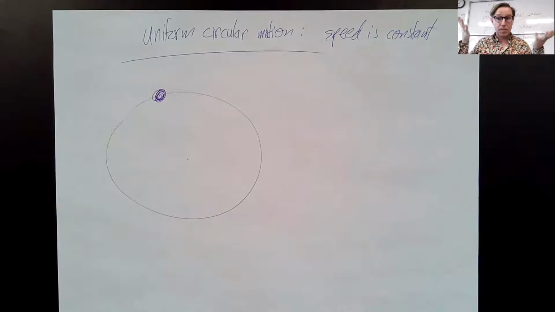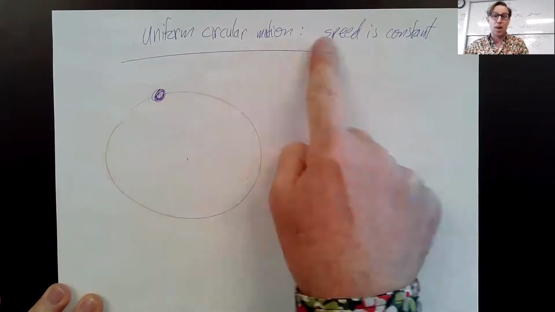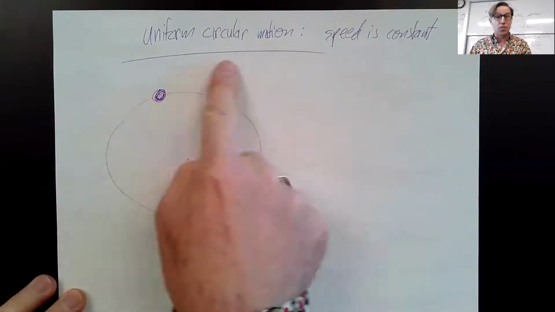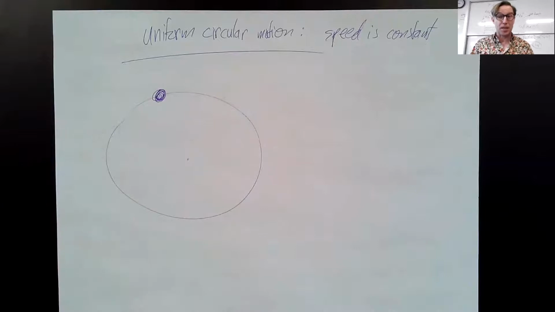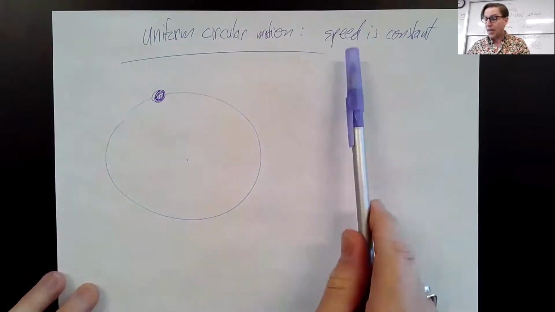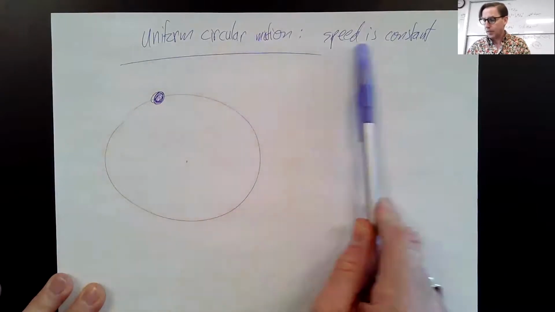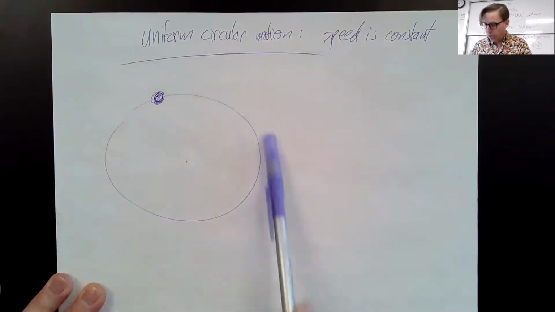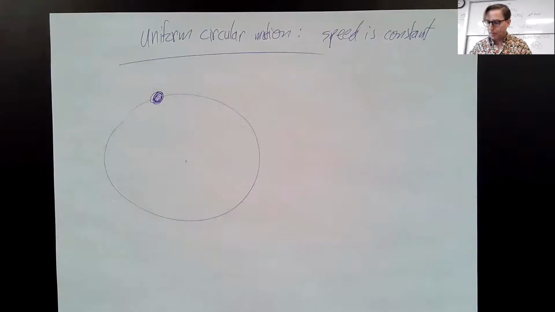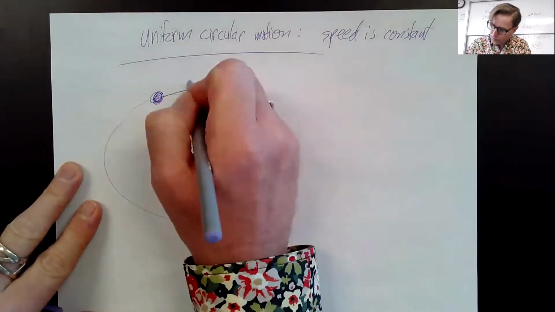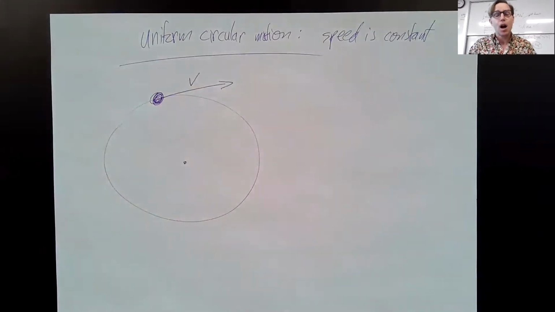So me running around the track, I would not be in uniform circular motion because I probably would not have a constant speed. But when I use this phrase, uniform circular motion, to describe something, I am saying that the thing has a constant speed. Uniform circular motion is motion in a circle at constant speed. If we're traveling at constant speed, are we traveling at constant velocity?